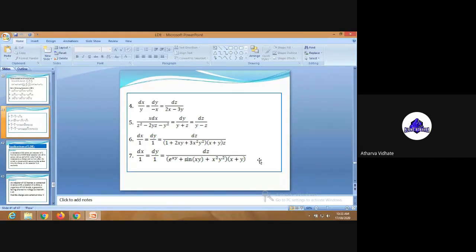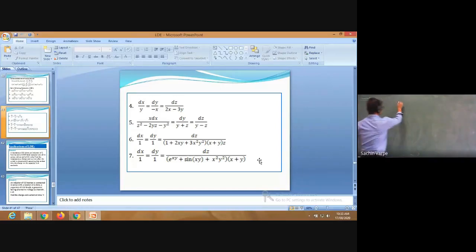dx upon y is equal to dy upon minus x. So by equating the first two ratios, dx upon y is equal to dy upon minus x. This is not in variable separable form, so let us separate the variables. That is x dx is equal to minus y dy. So this is variable separable form. Integrate with the constant of integration. So the solution is x square by 2 plus y square by 2 is equal to 2c1, or c1 dash, I can say. And that is the solution.